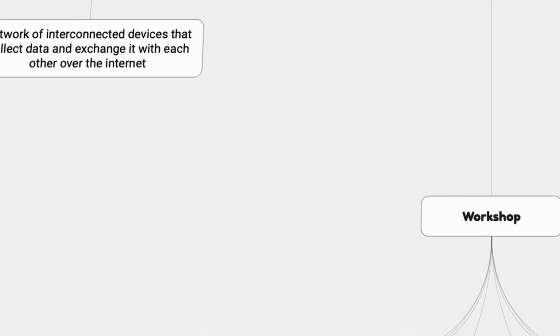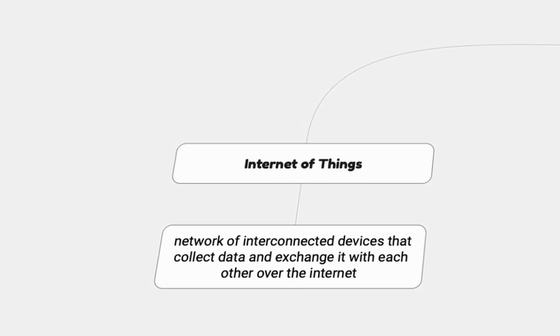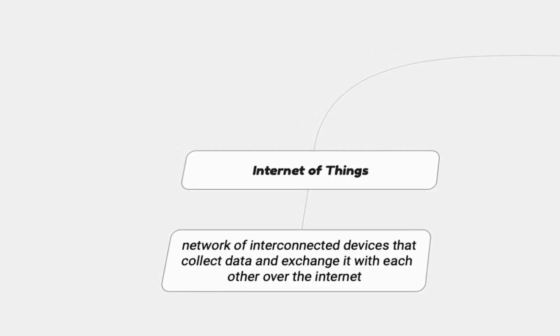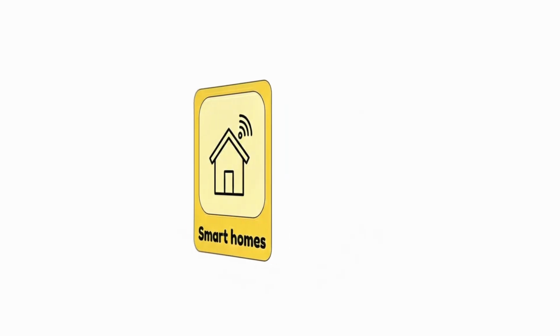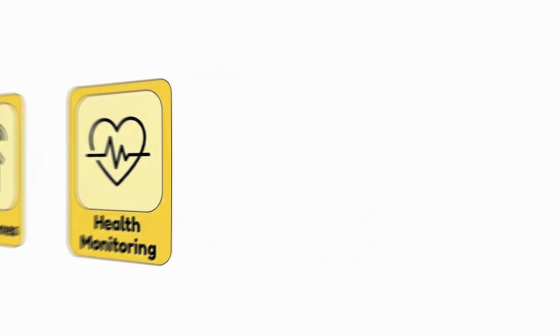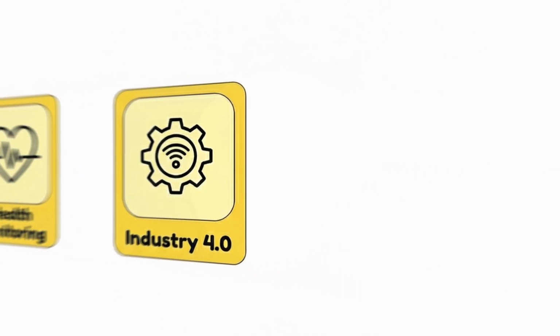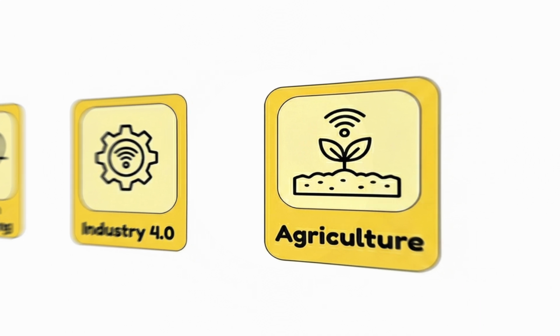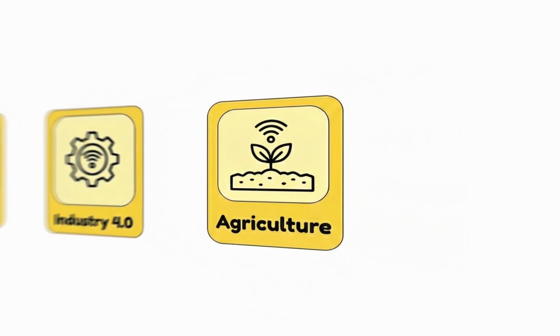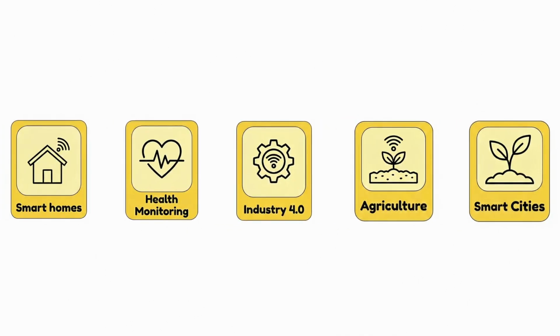In summary, the Internet of Things is a network of interconnected devices that collects data and exchanges it with each other over the Internet. Examples of IoT applications include smart homes: controlling lighting, heating, and household appliances; health monitoring: tracking steps, heart rate, and blood pressure; Industry 4.0: machines reporting production status and failure predictions; agriculture: humidity sensors and irrigation assistant devices; smart cities: street lighting controlled by human presence and parking systems.